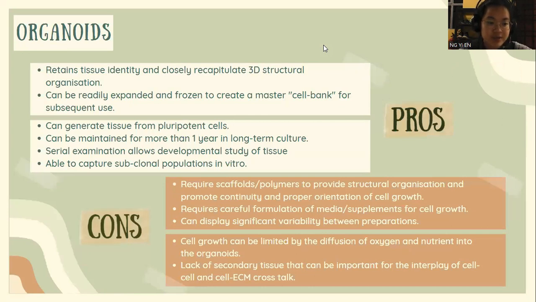So now let us look into detail. What are the advantages and disadvantages brought by the organoid? For the advantages, organoids retain the tissue identity as in vivo in our body, generate tissue from pluripotent cells, and withstand long-term culture. Adversely, careful formulation of media is needed to ensure the cells grow healthy, and cell growth can also be limited by the diffusion of oxygen.